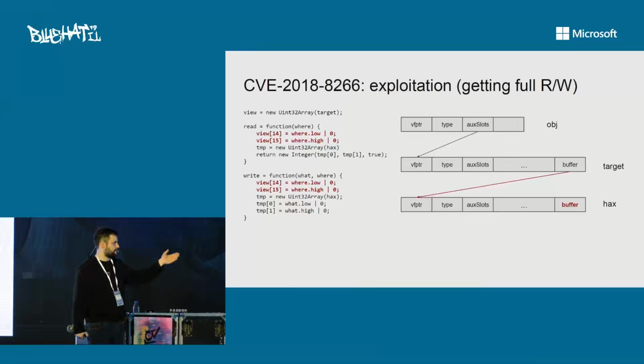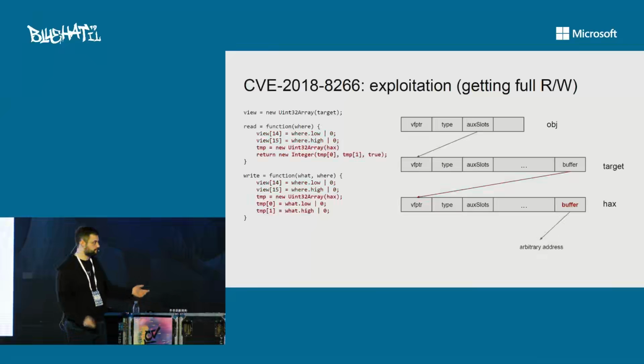So if you want to read and write from that point on, basically the first thing you do is you declare a view on the target array buffer. So you declare a typed array on it. The first thing you do is you overwrite at offset 14 and 15. This is where the buffer pointer will be. Doing that will basically control the buffer pointer of hax. And now you just have to declare a typed array on hax, and you can read and write from memory anywhere. So that's basically a full read-write primitive.